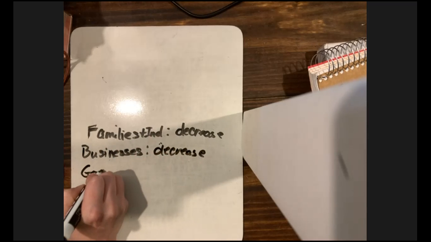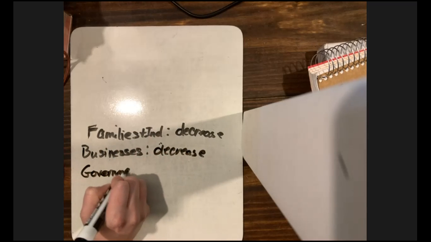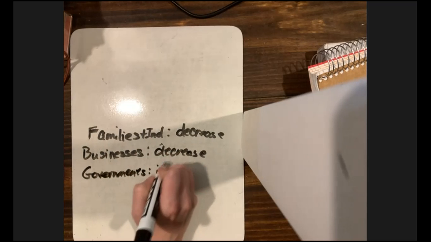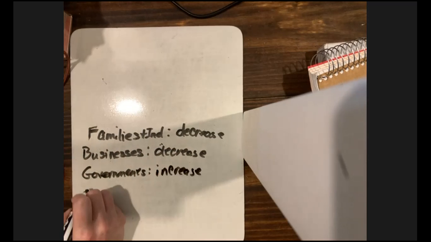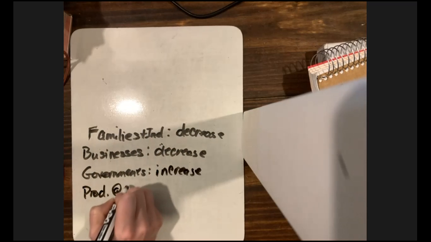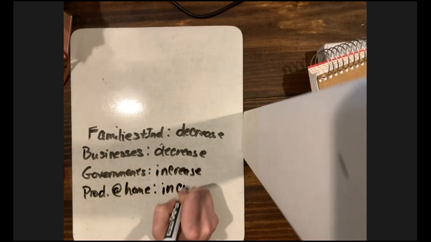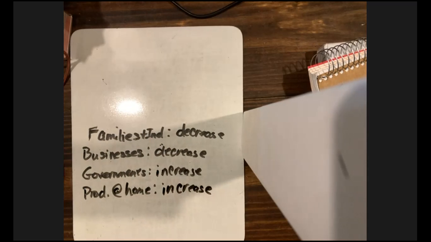Next one is governments. And this one we actually see that the lighter bar is higher. So we had an increase since that is the 2012 one. And then we have produced at home. And again, we see that the white bar, or the lighter bar, is higher. So that means that was an increase for that one.